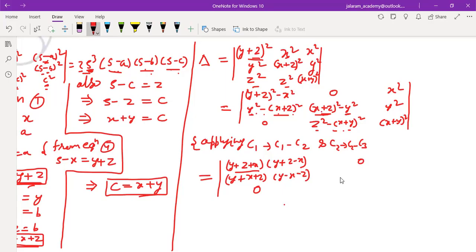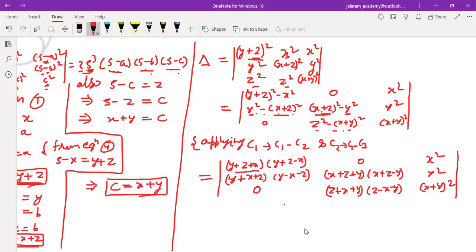Second row, x plus z plus y, using a square minus b square, a plus b means x plus z plus y into a minus b means x plus z minus y. And third, z plus x plus y, a square minus b square, a plus b into a minus b. And the third element, third column, x square, y square, x plus y whole square is written as it is.